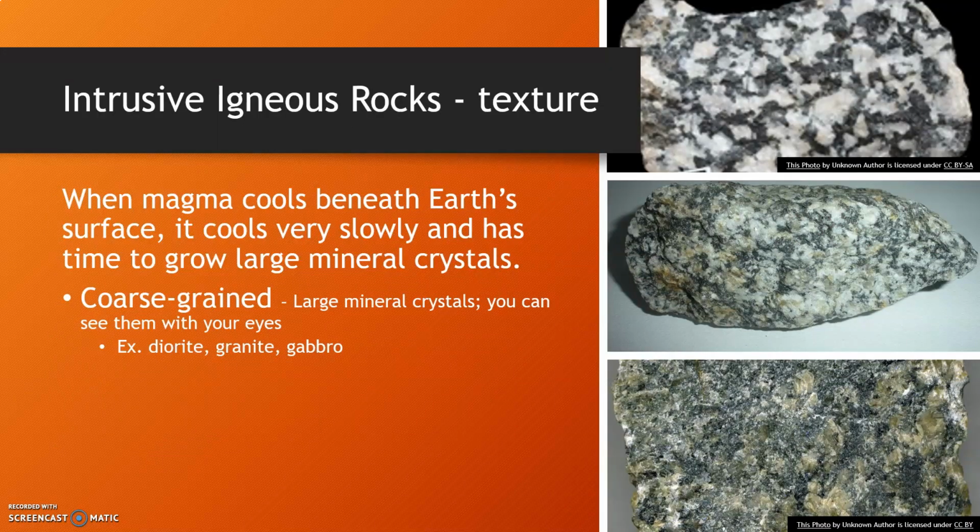When magma cools beneath Earth's surface, it cools very slowly and has time to grow large mineral crystals. These are called intrusive igneous rocks. And all three of these examples are coarse-grained. You can see the large mineral crystals with your eyes. Some examples are diorite, granite, and gabbro.